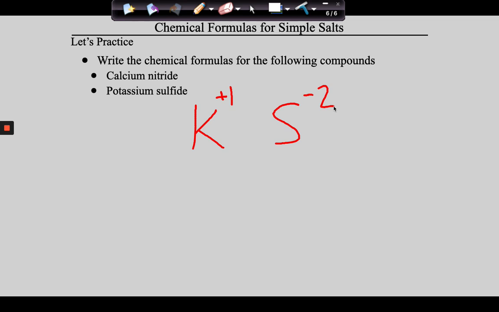Okay, so now, guys, we need to talk about multiples. Let's try this in our head. Where do +1 and -2 meet up? At 2. So how many 1s makes 2? 2. So this would be K2. Then how many 2s make 2? 1. So this would be K2S. And that would be potassium sulfide. Does that sit okay?